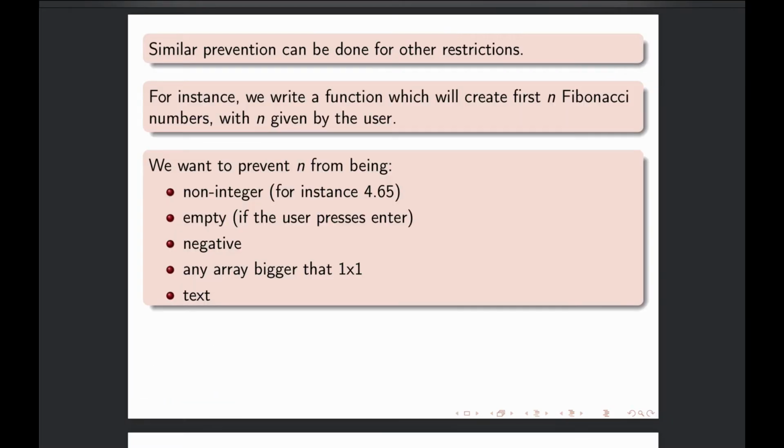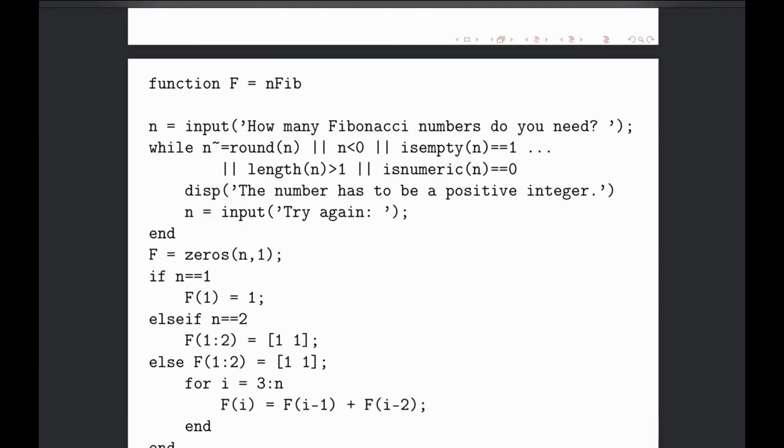So then if we go to another example, for instance, there are other restrictions you can add. So for instance, if we write a function which will create the first n Fibonacci numbers with n given by the user, so we want to prevent n from being, for instance, non-integer, because we want it to be a natural number, anything 1, 2, 3, 4 up to infinity, but an integer. We don't want it to be empty. We don't want it to be negative, we don't want it to be more than a single value, and we don't want it to be a text. So a code would look like this.